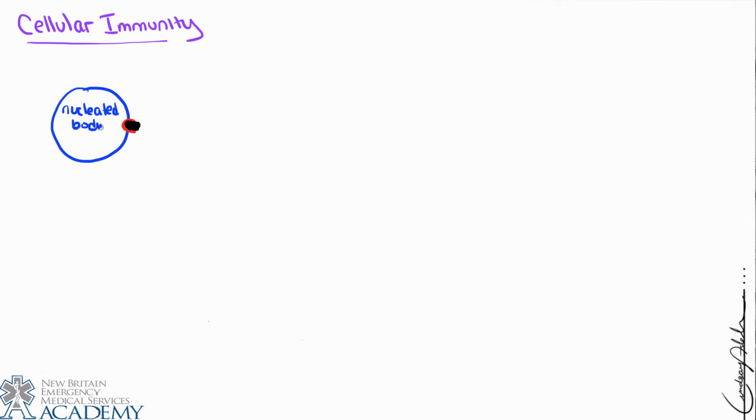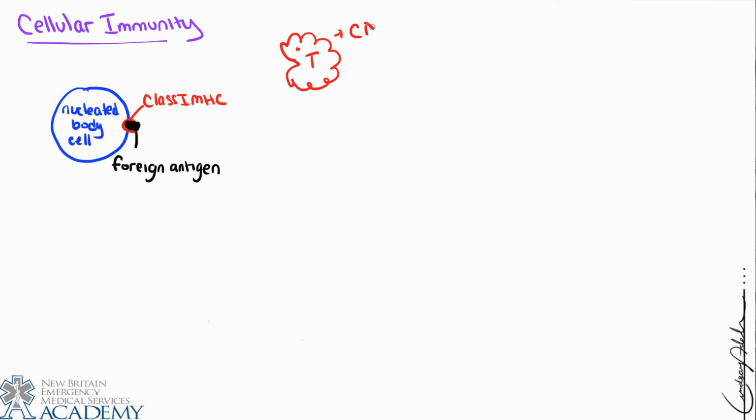All right, so let's move on and talk about cellular immunity. And so basically what we're going to do is talk about the different roles of the T cells in cellular immunity. And cellular immunity is equally called cell-mediated immunity, so think of those two as interchangeable. So let's draw a nucleated body cell with a class 1 MHC protein displaying a foreign antigen. And then we have our T cell. In this case, it'll be a CD8 cell that's going to be waiting for this cell with the foreign antigen to float on by.